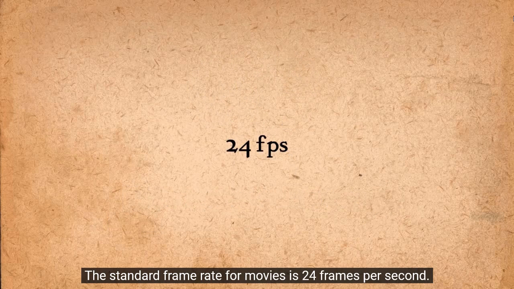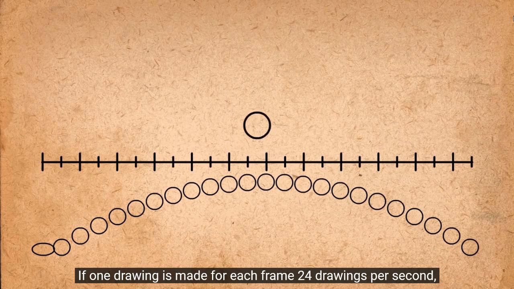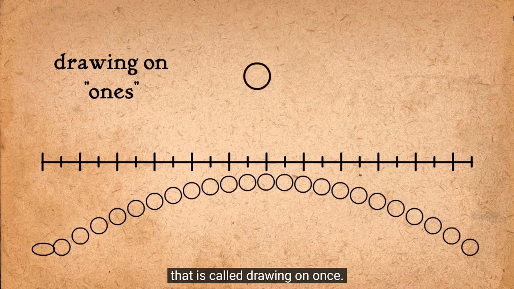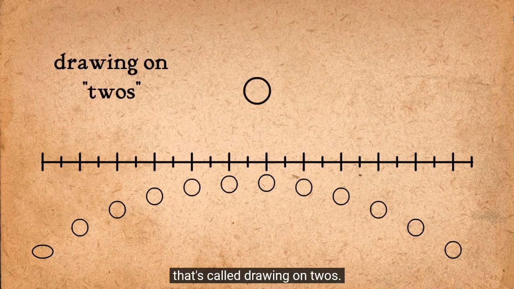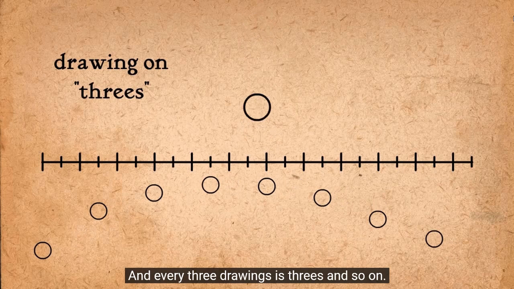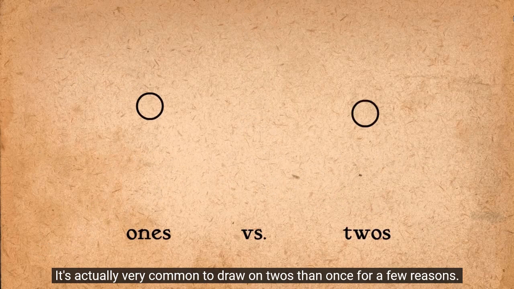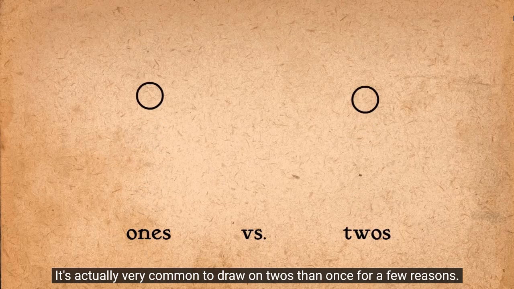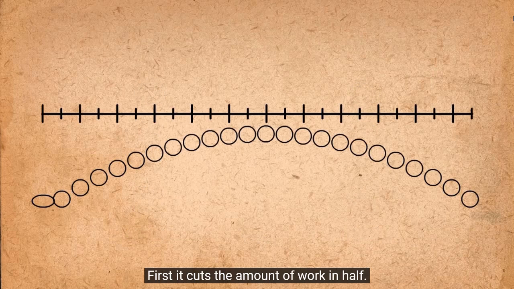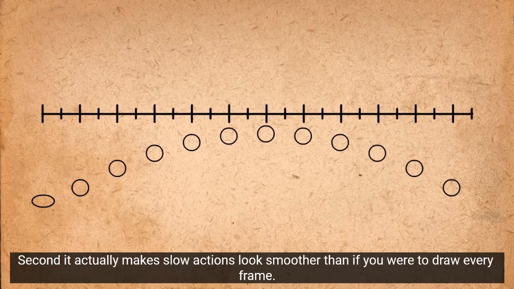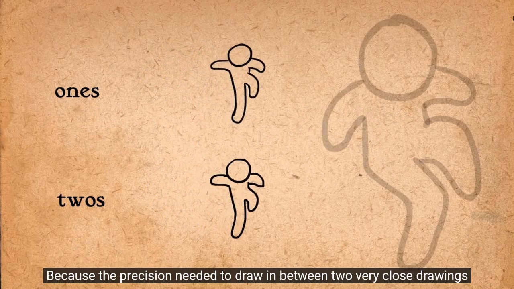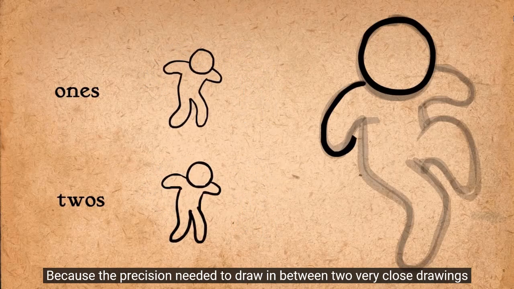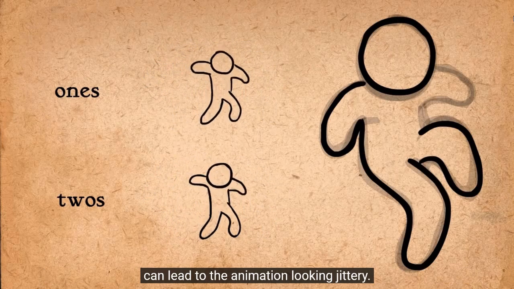The standard frame rate for movies is 24 frames per second. If one drawing is made for each frame, 24 drawings per second, that is called drawing on ones. If one drawing is made for every 2 frames, that's called drawing on twos, and every 3 drawings is threes, and so on. It's actually very common to draw on twos rather than ones for a few reasons. First, it cuts the amount of work in half. Second, it actually makes slow actions look smoother than if you were to draw every frame, because the precision needed to draw in between 2 very close drawings can lead to the animation looking jittery.